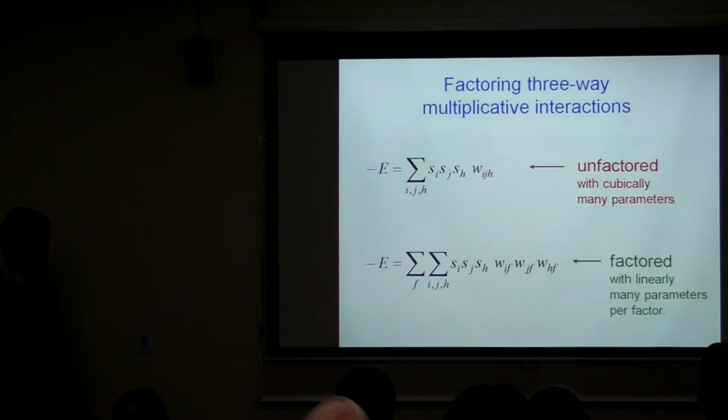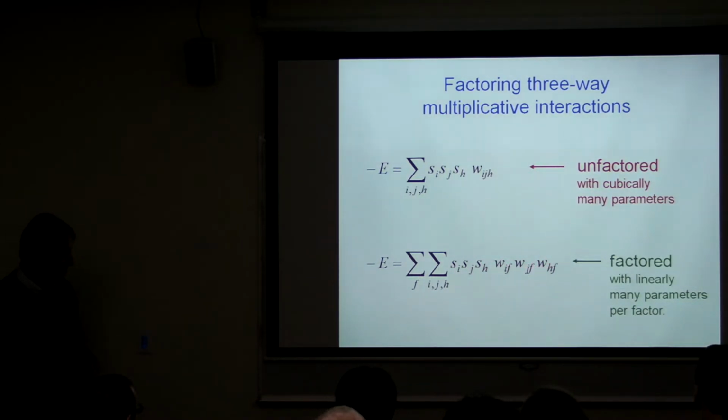That's just a waste. So what we're going to do is factorize that by saying we're going to have a factor, and if we have n factors, we're going to have 3n squared parameters instead of n cubed. And our energy is now going to be the state of a visible times the state of another visible times the state of a hidden, times these three weights from the two visibles to the factor and from the hidden to the factor.